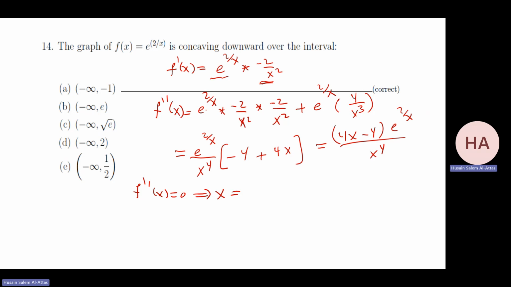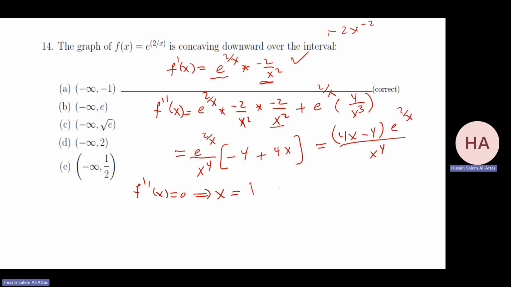I have e to the power 2 over x. The derivative of this is minus 2 over x squared. This is done, this is okay. Now this one, e to the power 2 over x times minus 2 over x squared times the second, plus e to the power 2 over x times the derivative of this, minus 2 times minus 2, which is 4 over x cubed. So I took e to the power 2 over x over x to the power 4 out; I have minus 4 plus 4x. What's wrong? So x equals 1. Okay, x equals 1, yeah.